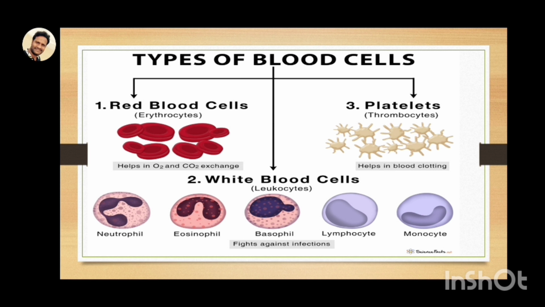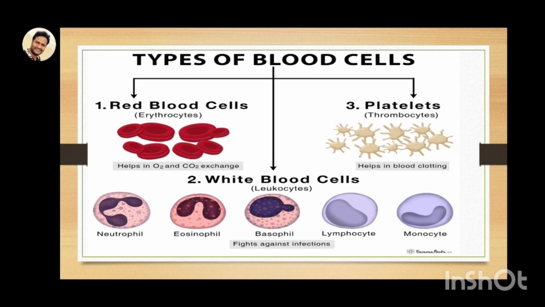The second type is white blood cells, also called leukocytes. Depending on the granules, WBCs can be divided into two types: granulocytes and agranulocytes. Among granulocytes, neutrophils have a multilobed nucleus, eosinophils have a bean-shaped nucleus, and basophils have a single nucleus.